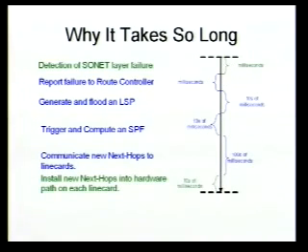Quickly, at an abstract level, we know we've got detection time, which is in order of milliseconds. Report the failure up to the route controller, say from a Sonnet driver or whatever the case might be, is in single milliseconds inside a router. Generate and flood an LSP or LSA is, say, tens of milliseconds. Trigger and compute the SPF is tens of milliseconds. Communicate the new next hop to the line cards is hundreds of milliseconds, and install those is the amount of time it takes to update those registers.